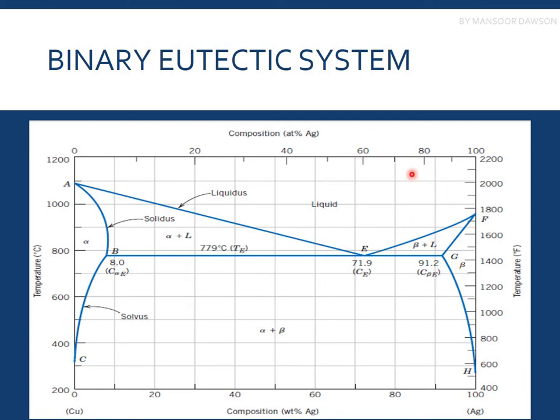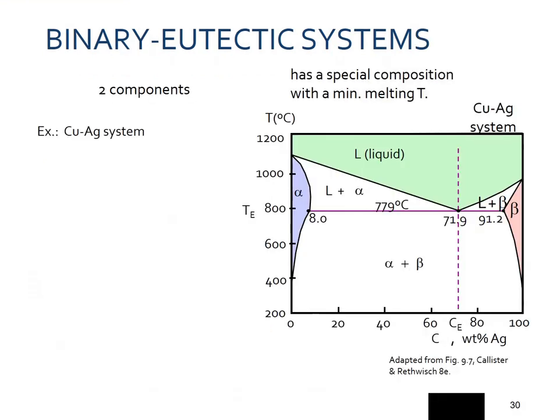Moreover, cooling it down from the right side of the eutectic line, again we'll be getting this alpha plus beta phase, but there must be some differences. So, what are these differences that we are going to study? I'll mark this eutectic. This is the straight line, but this is the eutectic line.